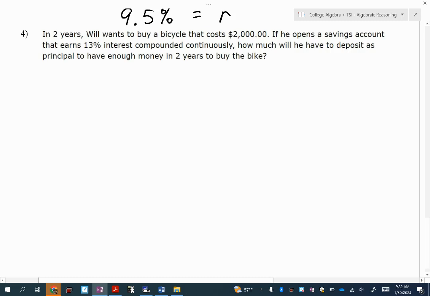Okay, so in 2 years, Will wants to buy a bicycle that costs $2,000. He's going to open a savings account that earns 13% interest compounded continuously. Not sponsored. How much will he have to deposit as principal to have enough money in 2 years to buy the bike? So how much money does he need? $2,000. So that's going to replace A, because I'm solving for P, the principal, how much money he needs to put in today. What's our rate?